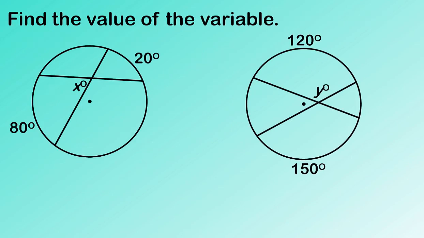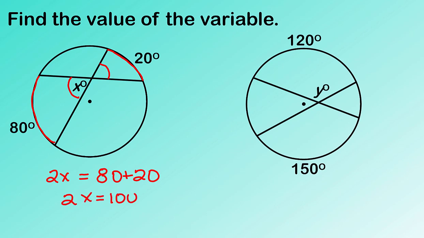Let's look at an example. Here, I know that I have these two angles that look at these two arcs. So I'm going to say that 2x is equal to 80 plus 20. 2x is equal to 100, or x is equal to 50.